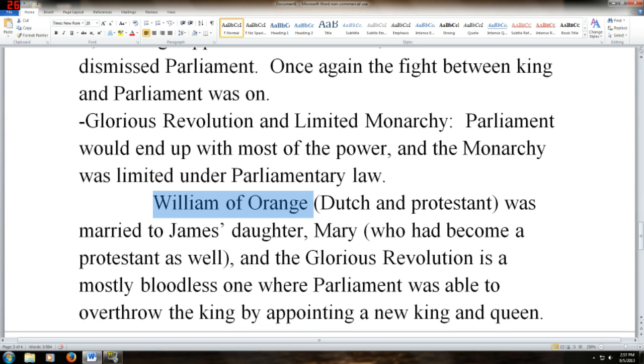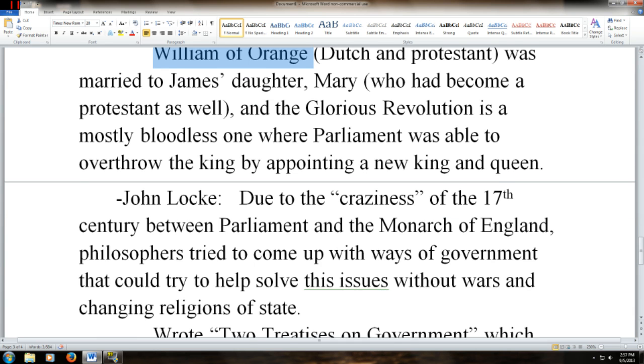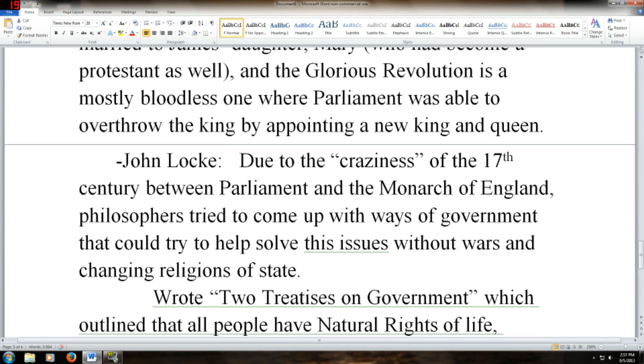The Glorious Revolution is bloodless, as I said, and Parliament was able to overthrow a king and appoint a new king and queen, which is the first time in history they had done that. Some philosophers come about, like this guy John Locke, and he pretty much does what he does because of all this craziness going on in the 17th century between Parliament and the monarch of England, with the going back and forth between Protestant, Anglican, and Catholicism, the different changing religions of the state.